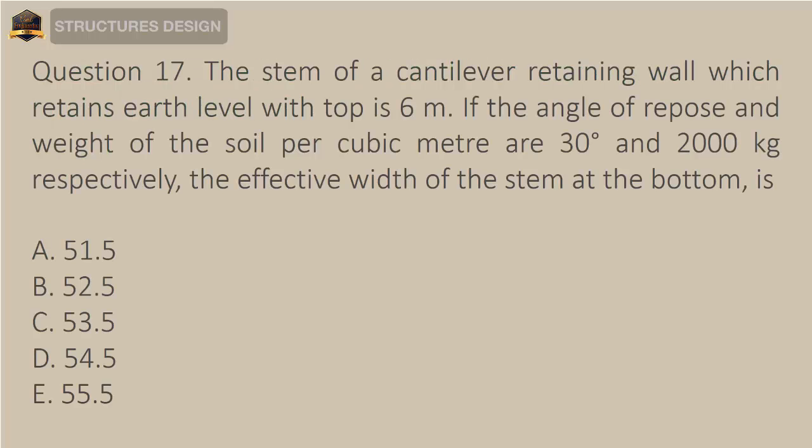Question 17. The stem of a cantilever retaining wall which retains earth level with top is 6 m. If the angle of repose and weight of the soil per cubic meter are 30 degrees and 2,000 kilograms respectively, the effective width of the stem at the bottom is A. 51.5, B. 52.5, C. 53.5, D. 54.5, E. 55.5. The correct answer is option C, 53.5.